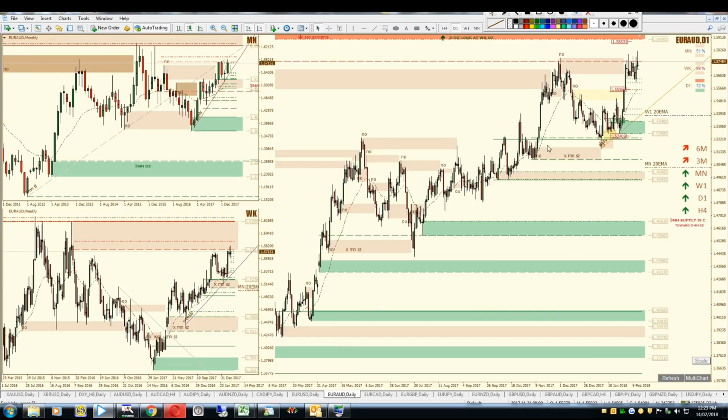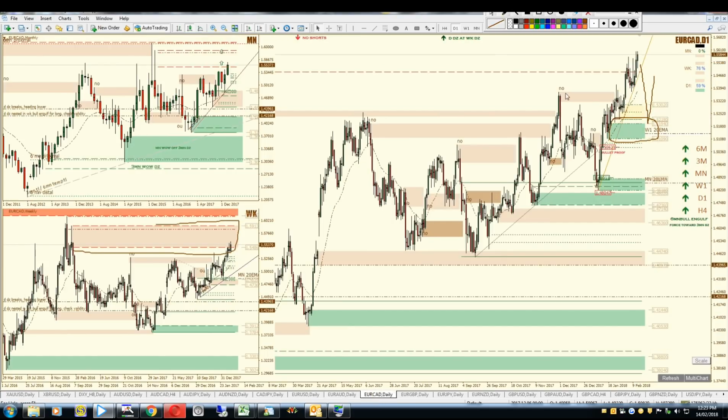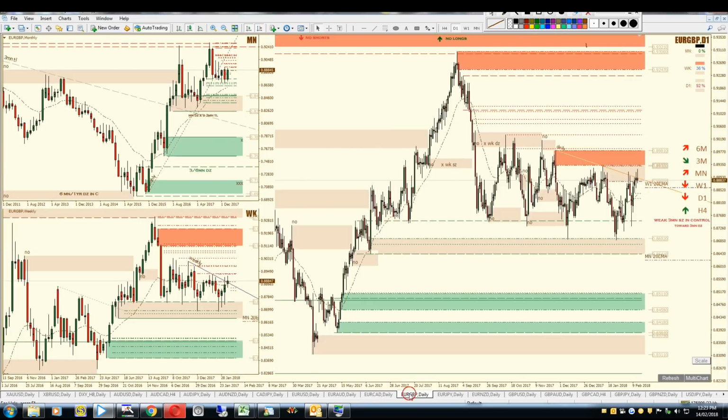Let's look at Euro-Aussie. I have orders to go long here, waiting for price to drop. Weekly area supply still in control. So right now nothing else to do. Euro-CAD, I wanted to take trades off of this area, but we never got price to drop. That's fine. So nothing here to trade. Euro-pound, this one's a mess, not looking at it.